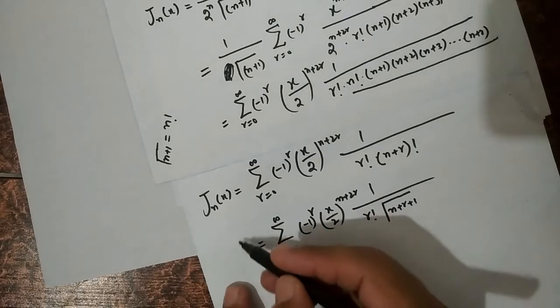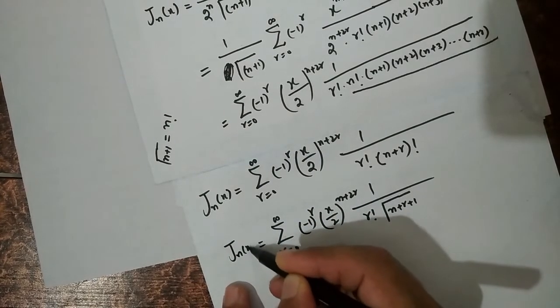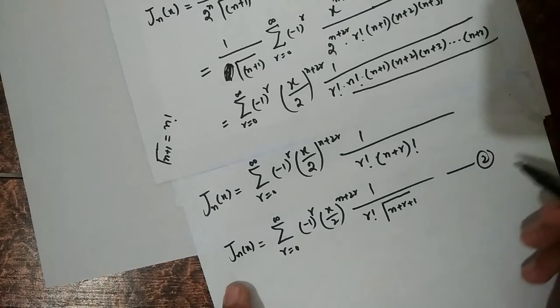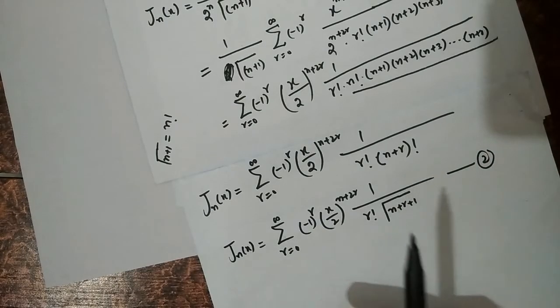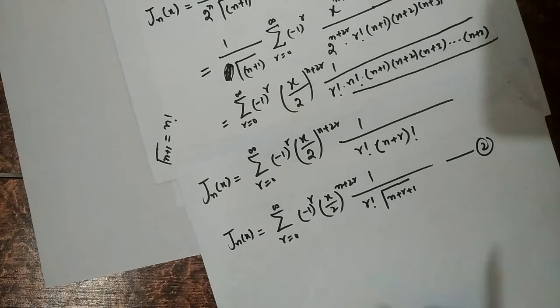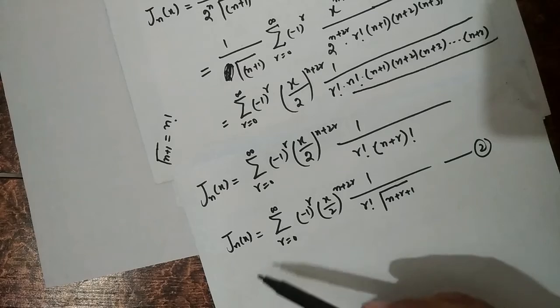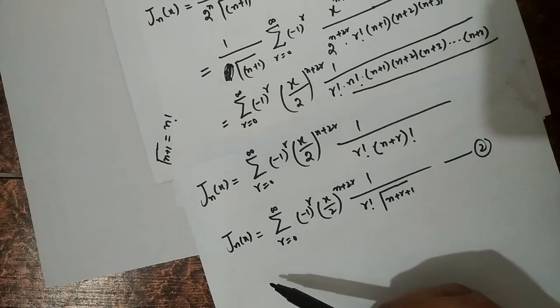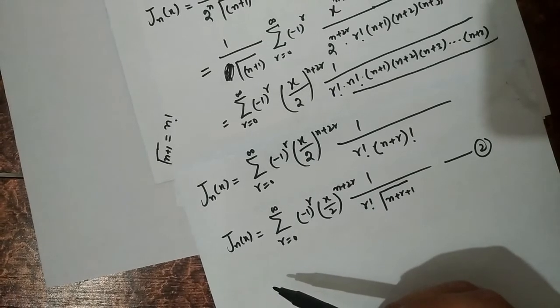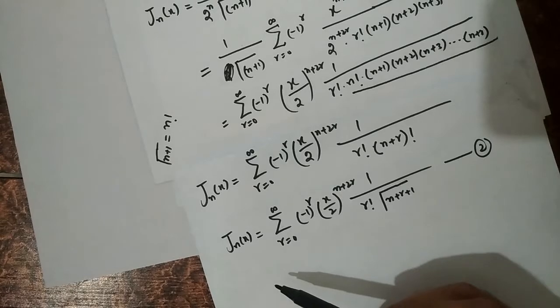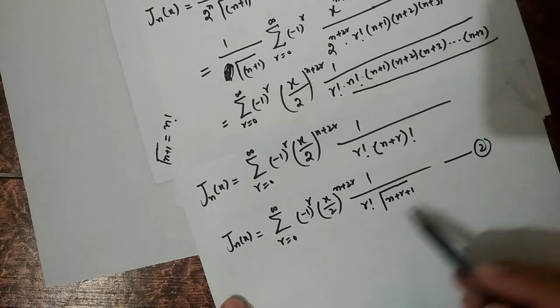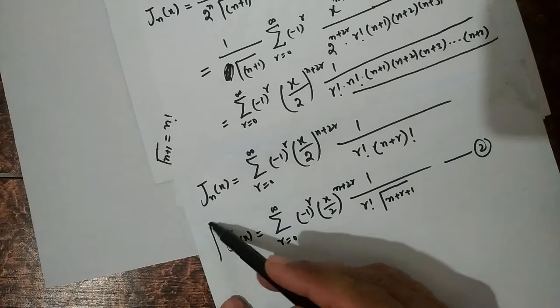And this equation, which is equation number 2, is called Bessel function of order n, Bessel function of first kind, and it is of order n. Here this n represents the order of the Bessel function. Clear? And this is called Bessel function of first kind. Clear? So remember students, when n is equal to 0, this is our result which we have obtained.